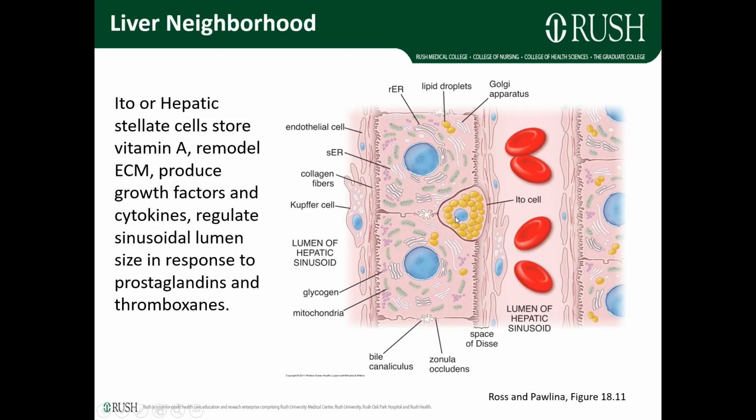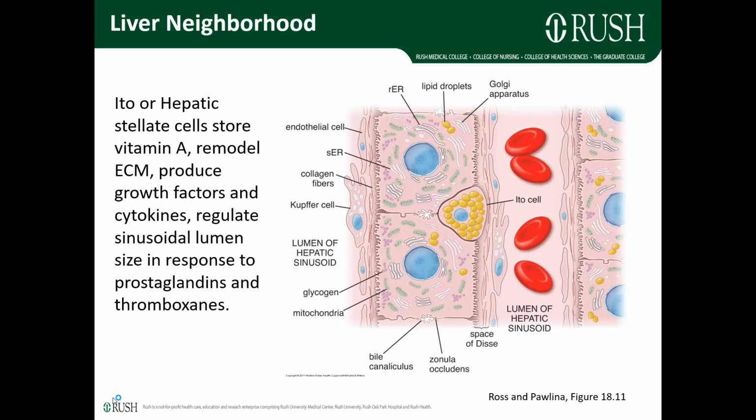One other thing to note here is that there are some resident specialist cells highlighted here as Ito cells. These are cells which store vitamin A, remodel extracellular matrix, and produce growth factors and cytokines. And they also regulate the sinusoid lumen size in response to prostaglandins and thromboxanes. They are also considered stem cells that give rise to hepatocytes during tissue injury. So during that repair phase, overactivity of these cells can produce an excessive amount of extracellular matrix, thus leading to fibrosis.